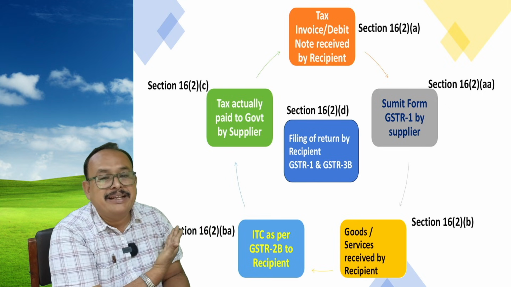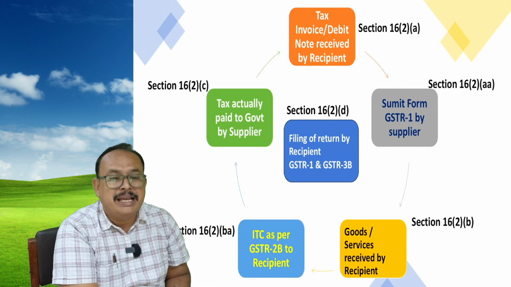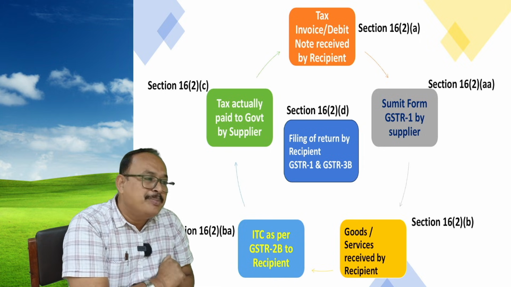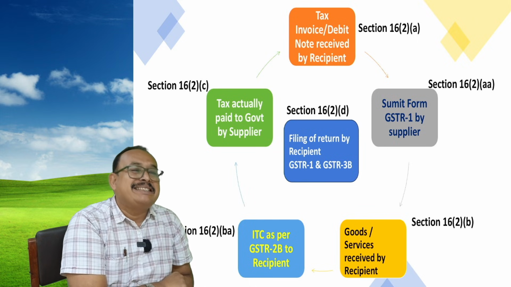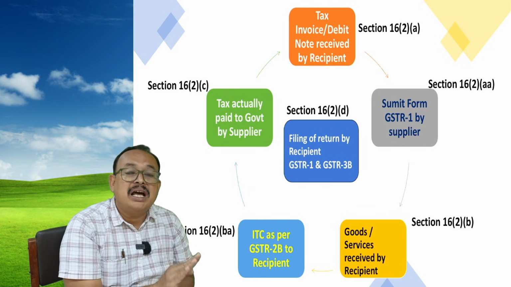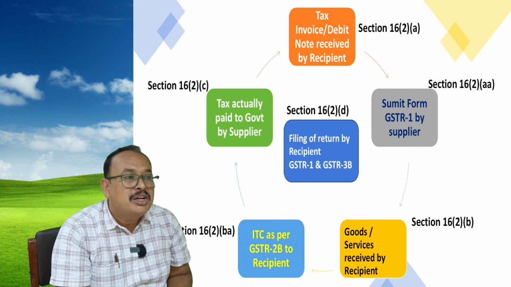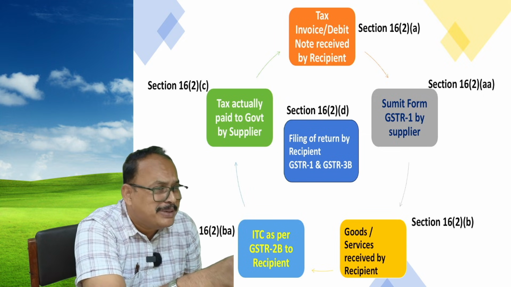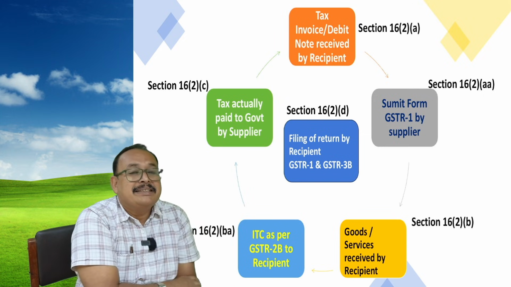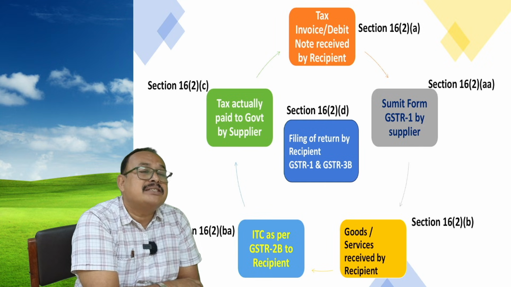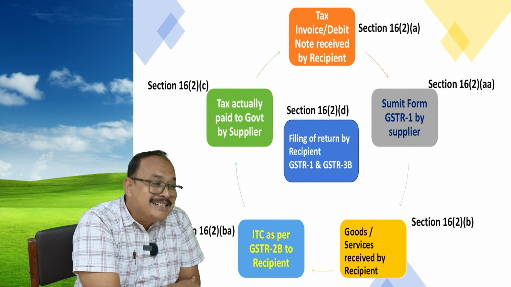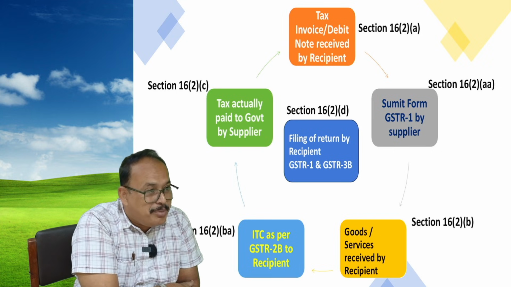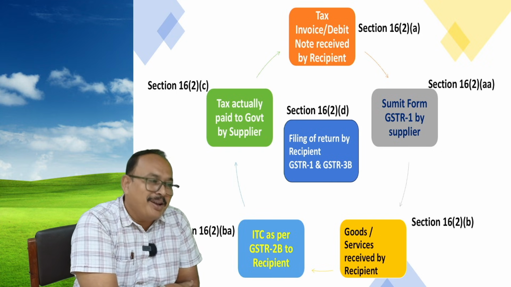Thereafter, section 16, subsection 2, clause BA, ITC as per GSTR-2B should reflect to the recipient. Section 16, subsection 2, clause C, the supplier should pay the tax to the department. Section 16, subsection 2, clause D, the recipient should file the returns GSTR-1 and GSTR-3B. Then only ITC is allowed.